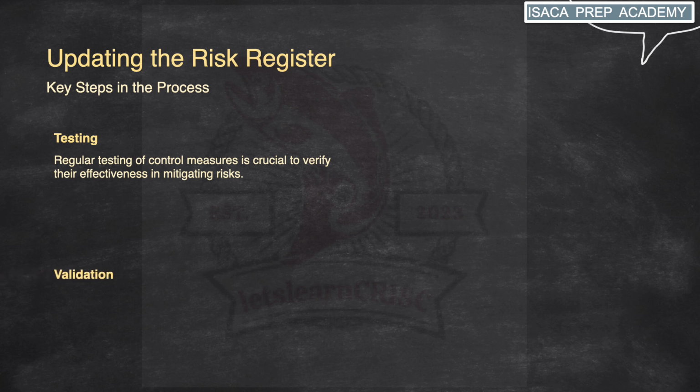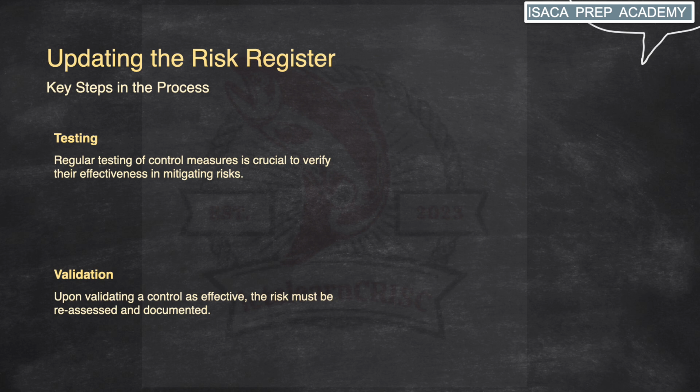Next is validation. Friends, upon validating a control as effective, it is essential to reassess and document the associated risks. And this process ensures that the effectiveness of the control is reflected accurately in the organization's risk management practices, and that any changes in the risk posture are properly accounted for.